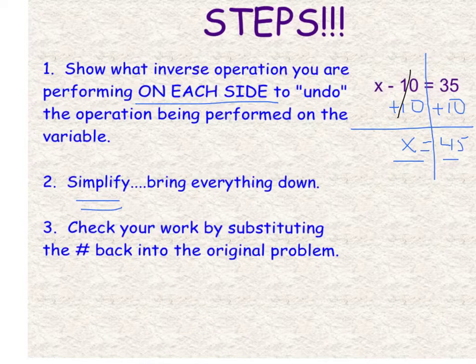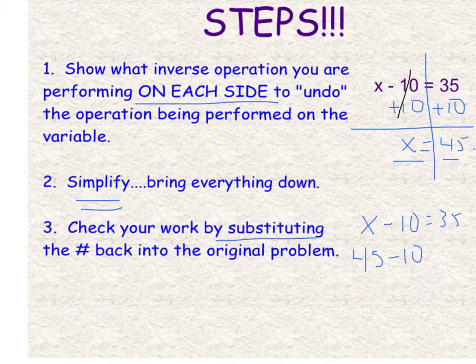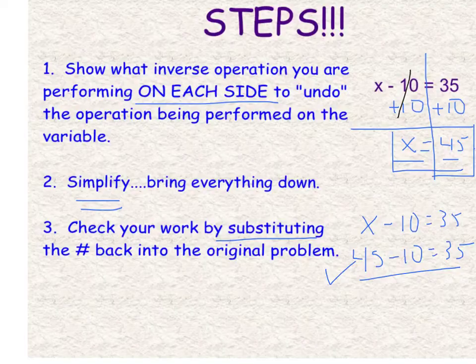So we're going to check that by substituting it back in. So we're going to take what we think the variable is. We think now it's 45. We're going to plug it back into the original equation. So instead of x minus 10 equals 35, we're going to put that 45 in for x. 45 minus 10 equals 35. It makes a true statement, so it works. So this is your answer.